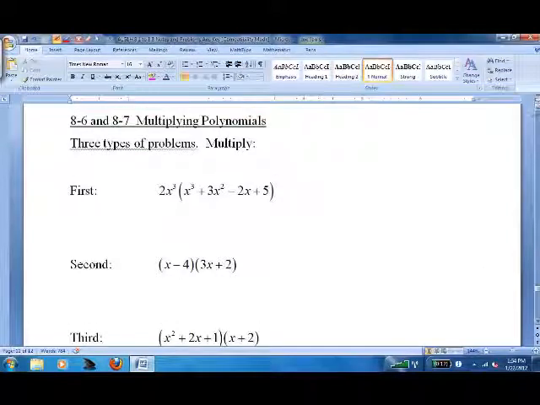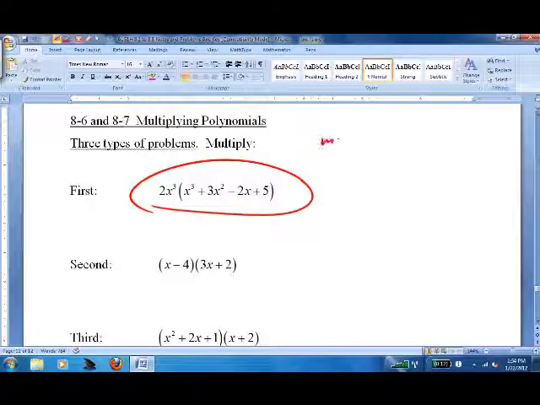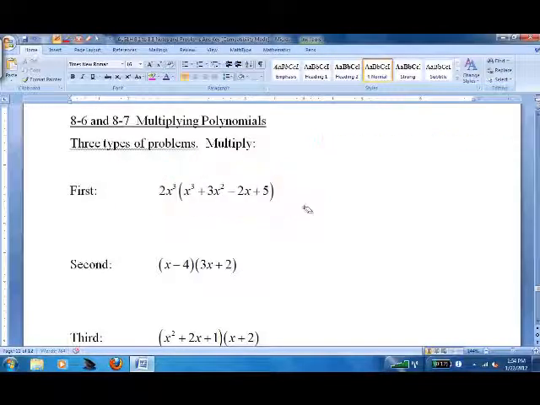We've got 8.6 and 8.7, multiplying polynomials. Now, a lot of math teachers or textbooks will break it down between this kind of problem, which is multiplying a monomial against a polynomial. I really don't see the point. You just want to distribute all of these.